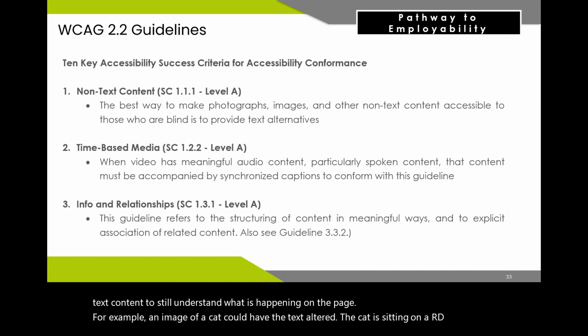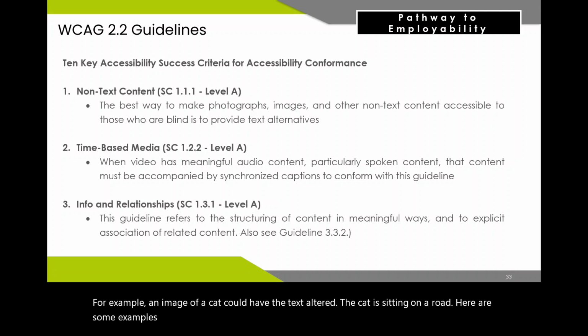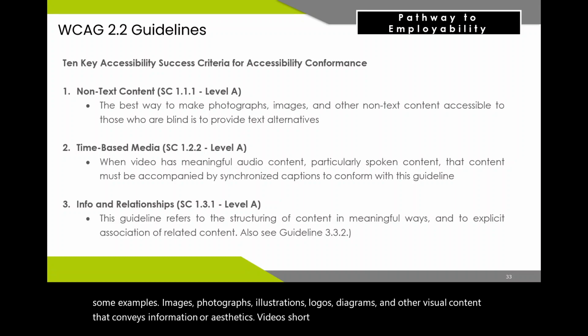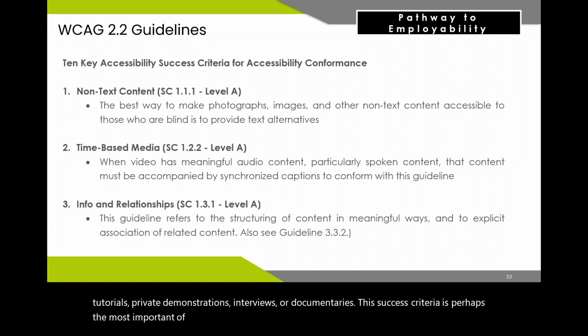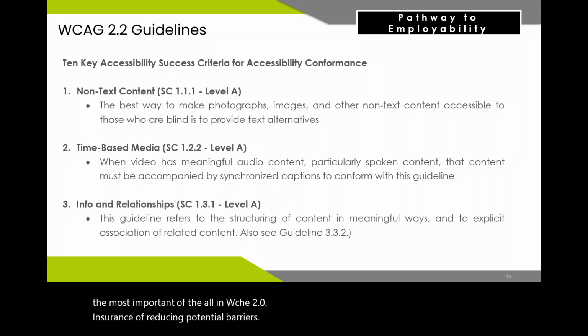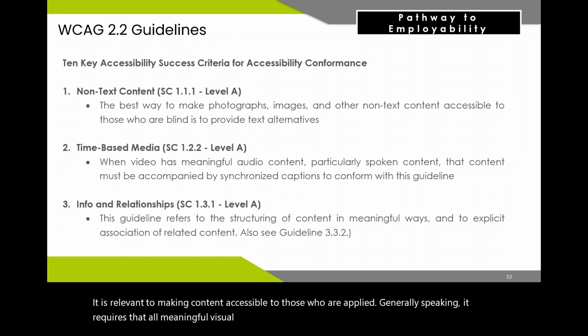Here are some examples. Images, photographs, illustrations, logos, diagrams, and other visual content that conveys information or aesthetics. Videos, short or long-form video content, such as tutorials, product demonstrations, interviews, or documentaries. This success criteria is perhaps the most important of all in WCAG 2.0 in terms of reducing potential barriers. It is relevant to making content accessible to those who are blind. Generally speaking, it requires that all meaningful visual content include an equivalent text alternative.